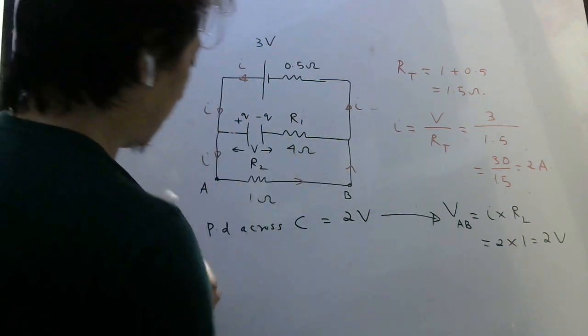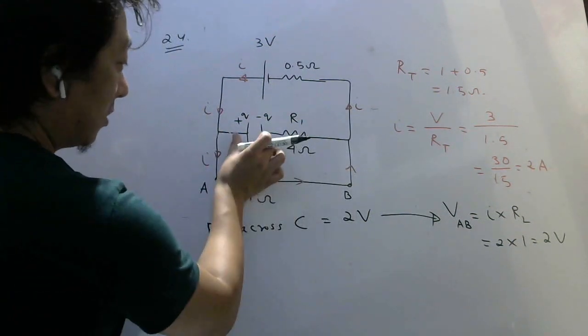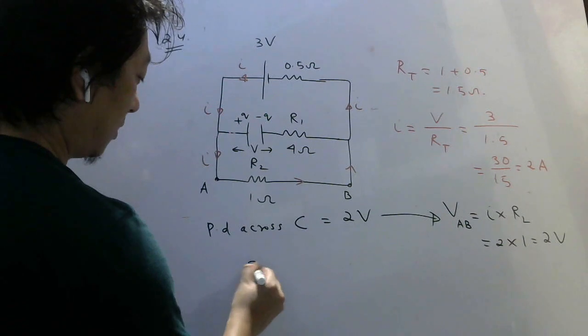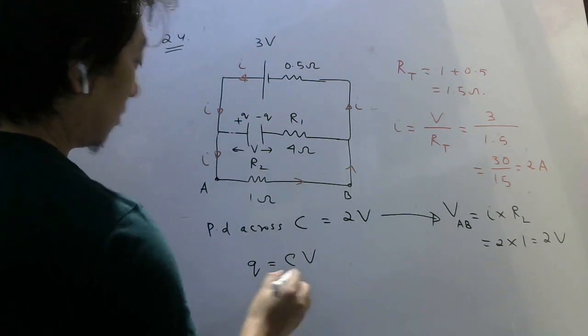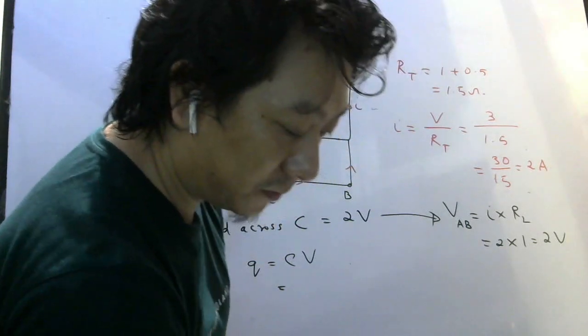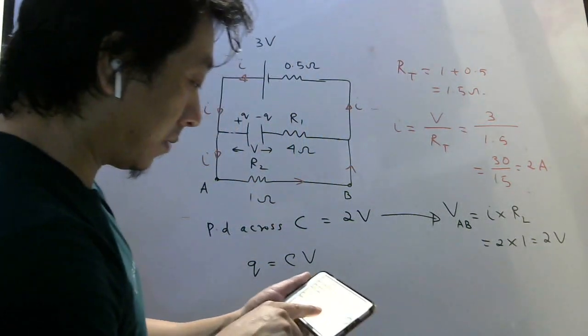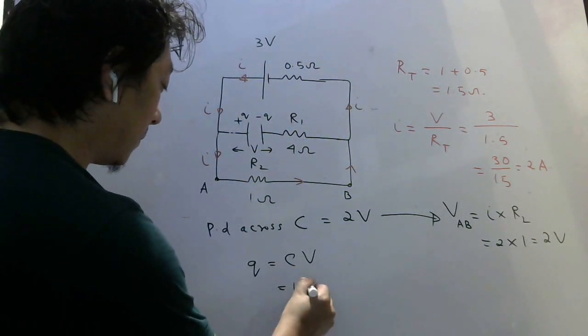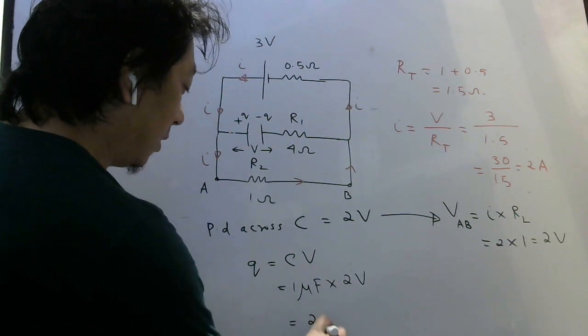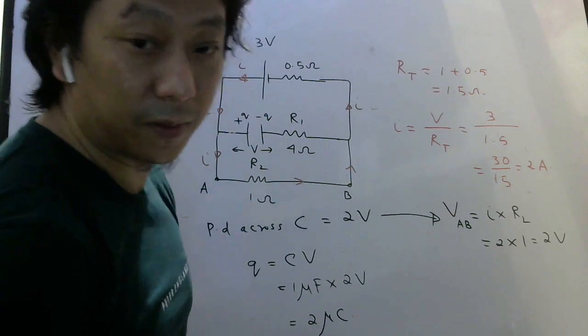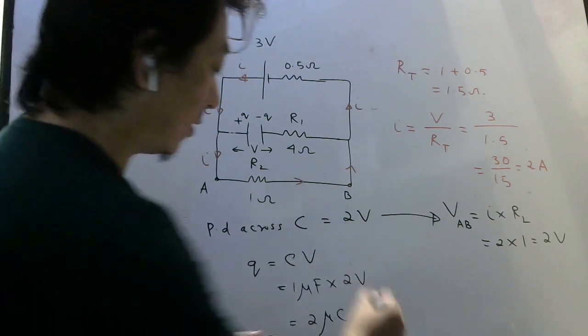So once you know potential difference for capacitor, what will be charge? C into V. What is capacitance of this capacitor? They told capacitance of this capacitor is 1 microfarad and voltage is 2 volt. So answer will be 2 microcoulomb. Okay students, so option B.